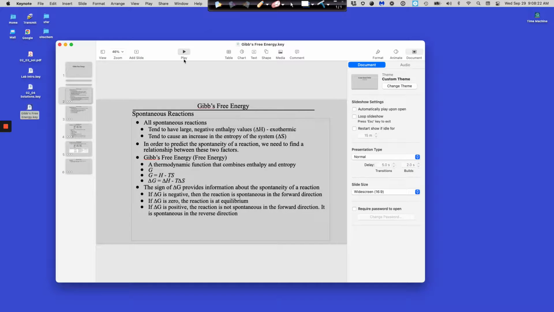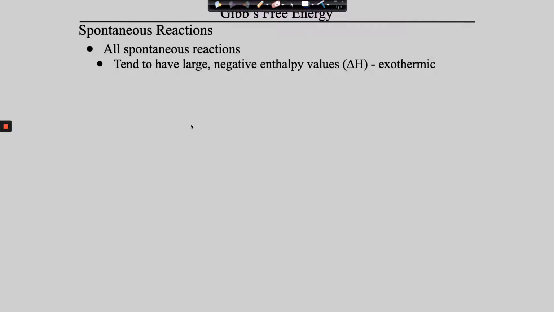There we go. Now it's better. Boom, they tend to have large negative enthalpy values, and those are delta H's. In addition to that, all spontaneous reactions tend to cause increases in the entropy of the system. Notice, not the universe, but the system.